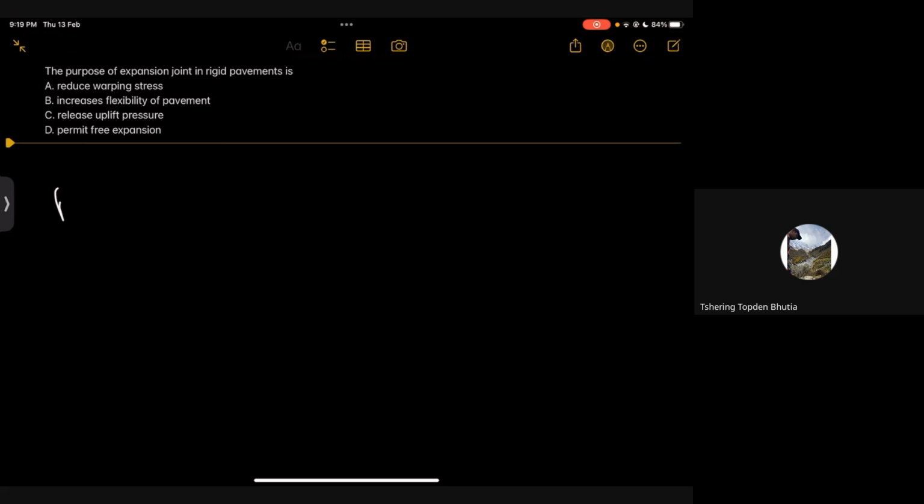Poll number 13. Okay, the purpose of expansion joint: why did we keep an expansion joint? Now this is a little tricky. Think about it. Be careful with the wording, and be careful with that.